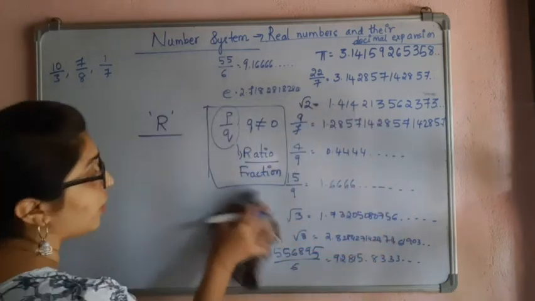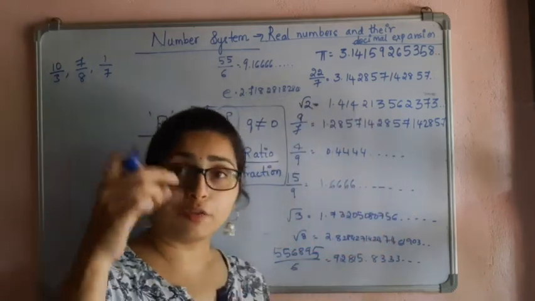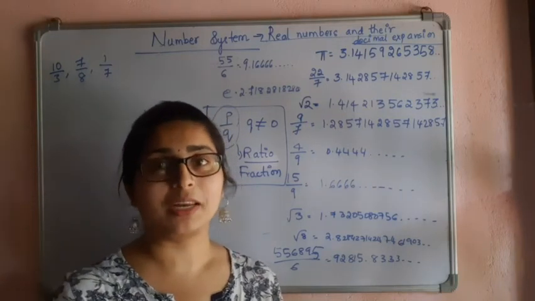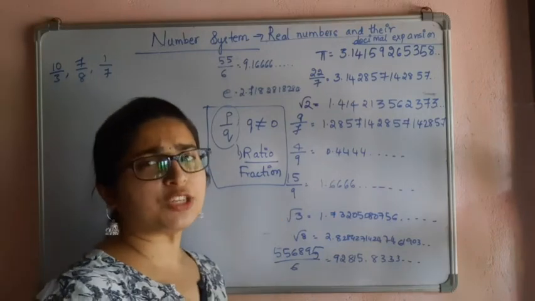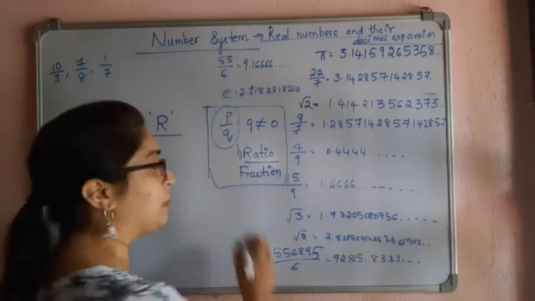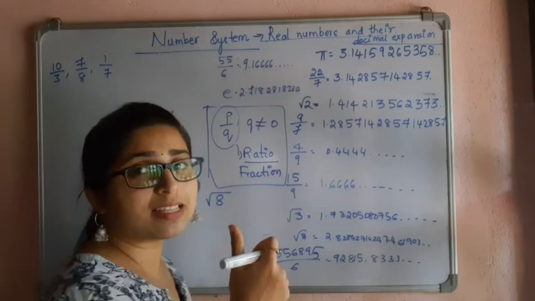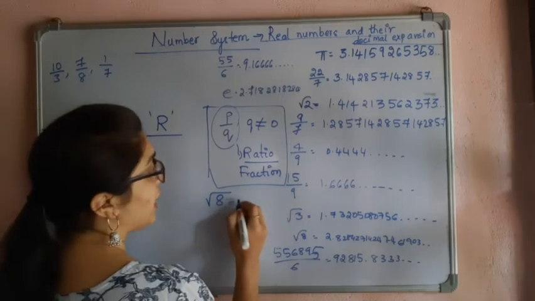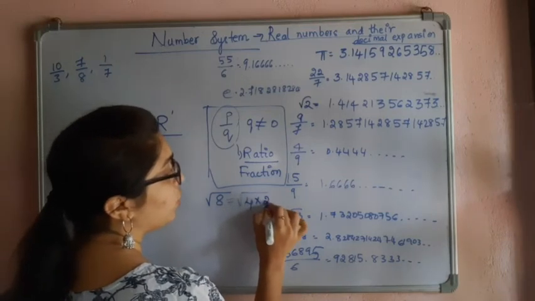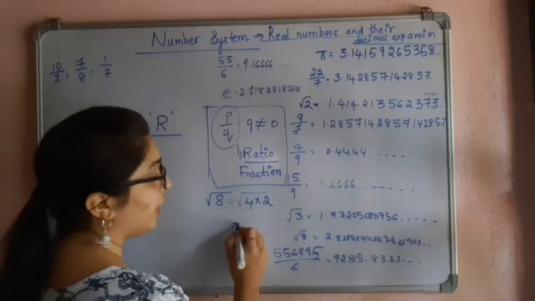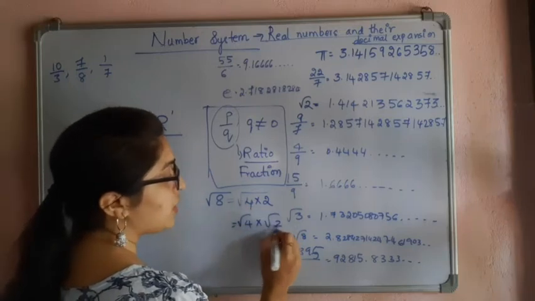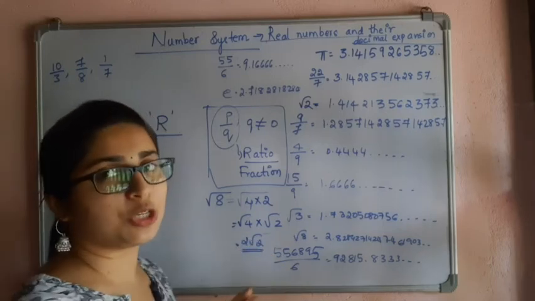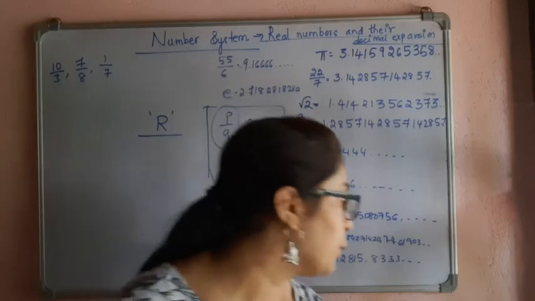If you take the square root of a prime number, it will be an irrational number. Not necessarily only a prime number, though. You can have other numbers like the square root of 8. 8 is not a prime number. The square root of 8 can be written as the square root of 4 into 2, which is the square root of 4 times the square root of 2. The square root of 4 is 2, so we get 2 root 2. It is an irrational number, because there is a square root of 2.